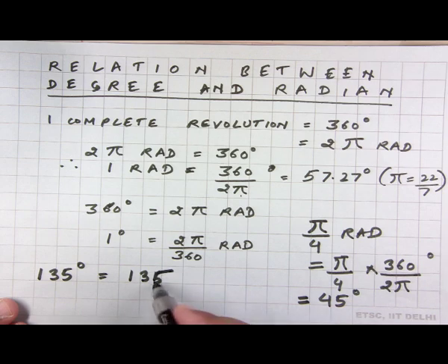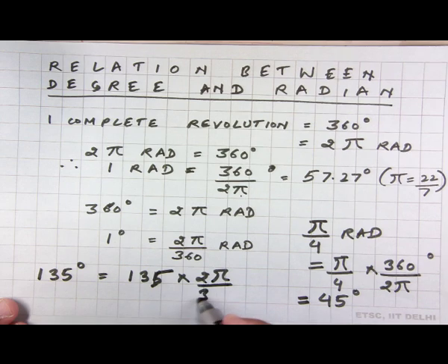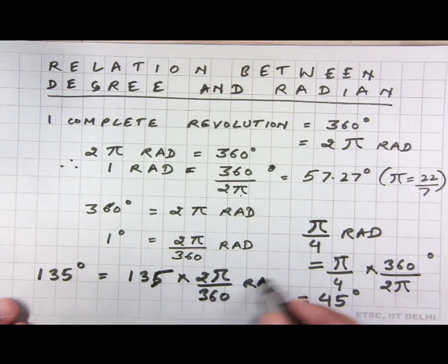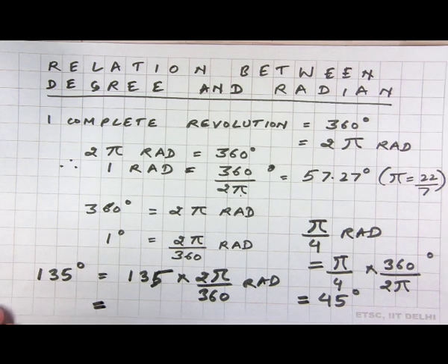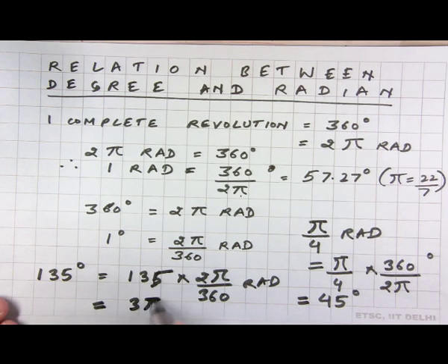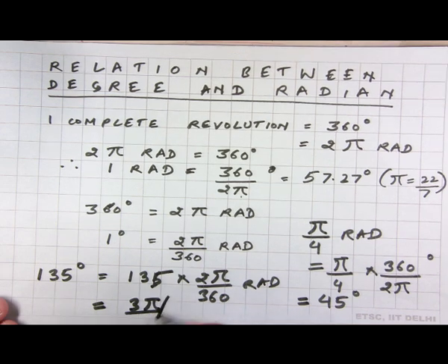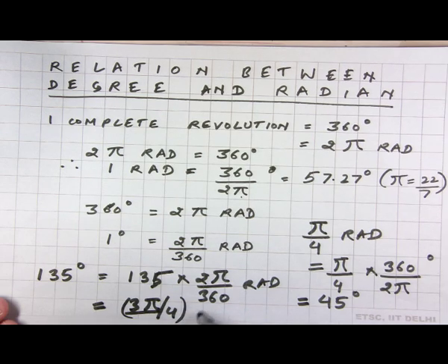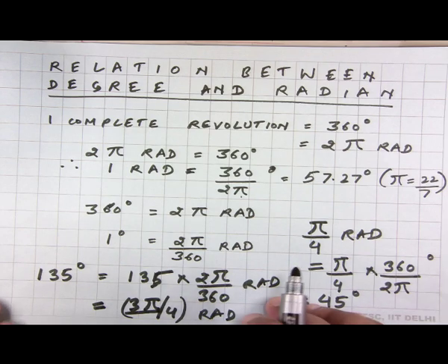135 multiplied by 2 pi upon 360 radians, which will be equal to 3 pi divided by 4 radians. So, the conversion is very simple.